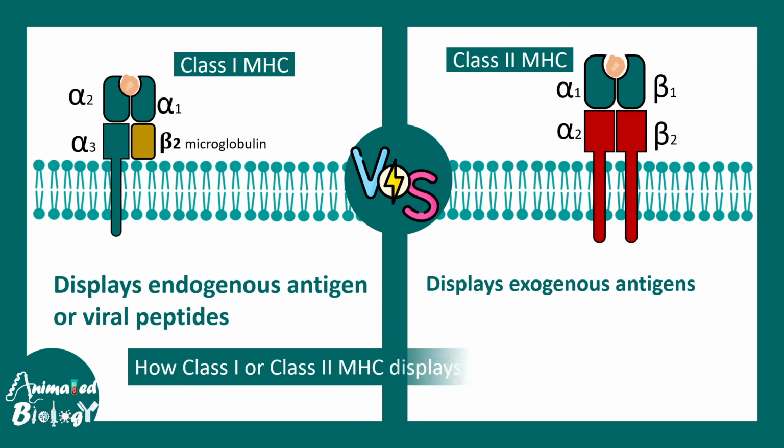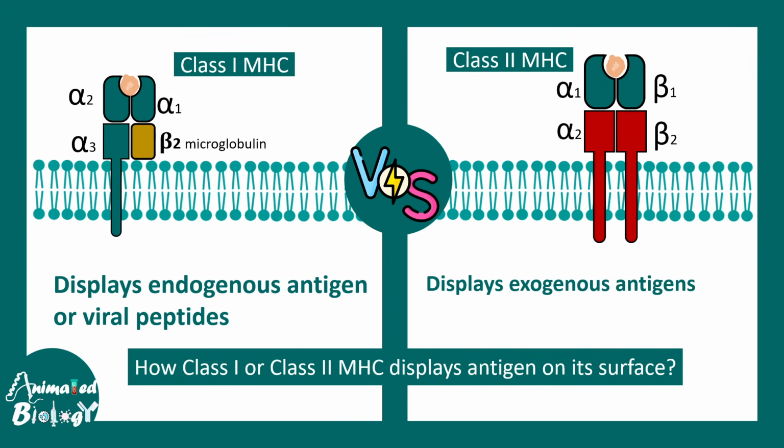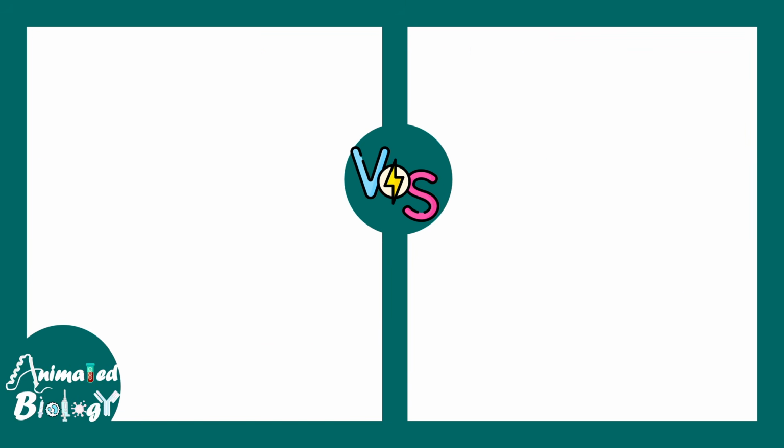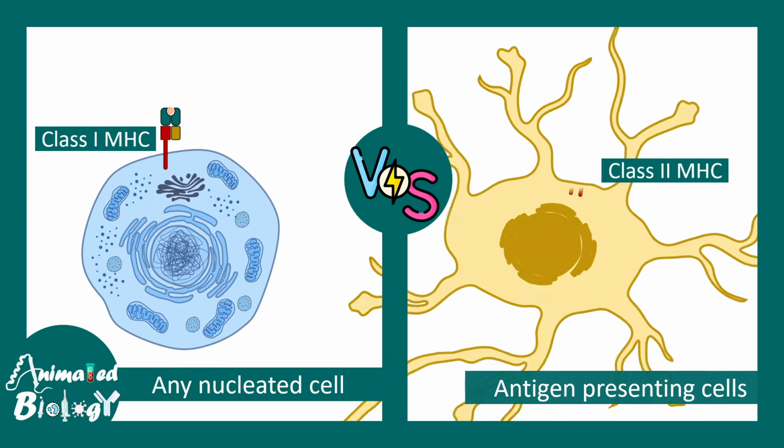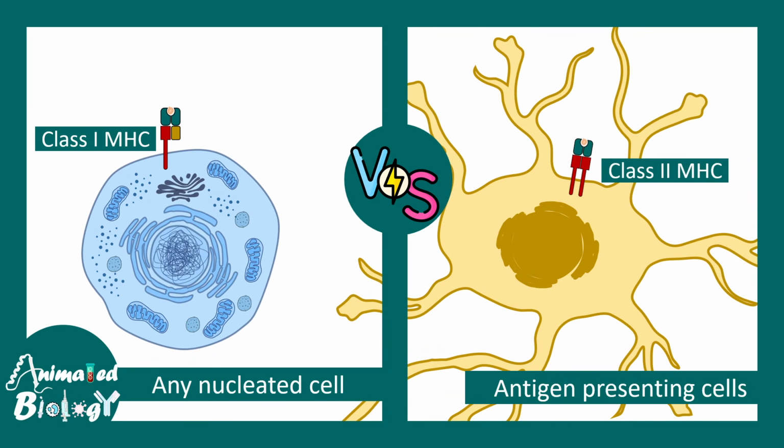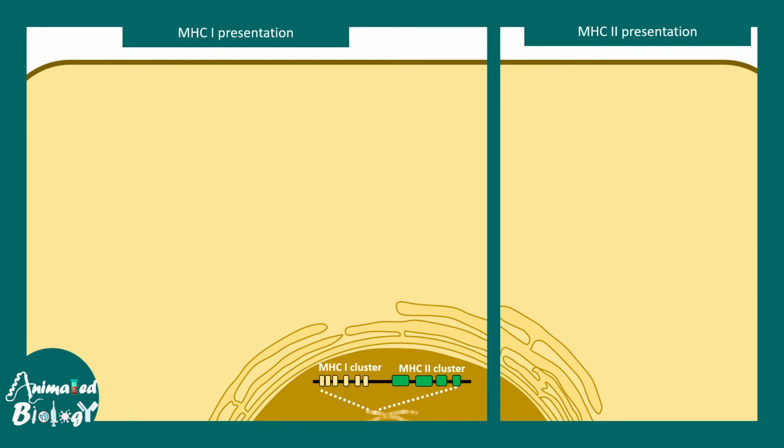The question is how antigens are loaded onto the MHC and how they are displayed on the cell surface. Class 1 MHC can be found in any nucleated cell type, and class 2 MHC is found in professional antigen presenting cells such as dendritic cells, macrophages, or B cells. Now let's look at the MHC displaying procedure.